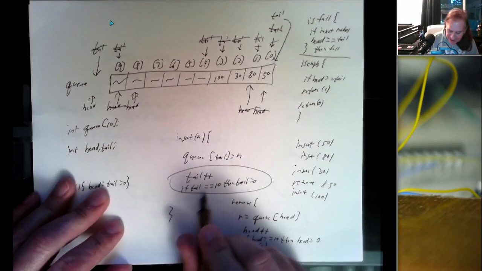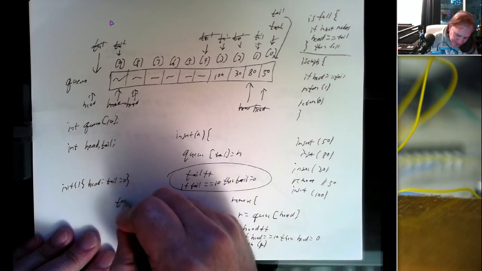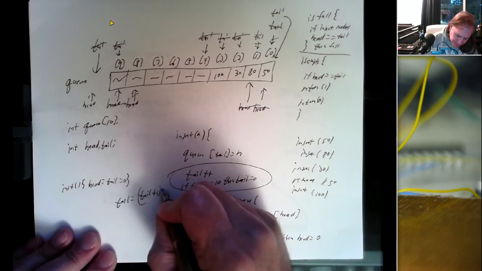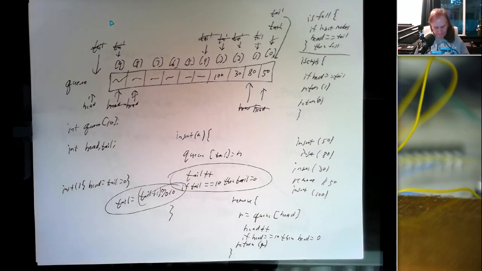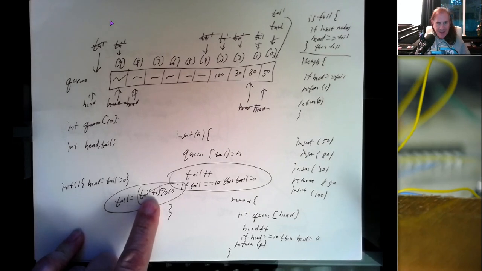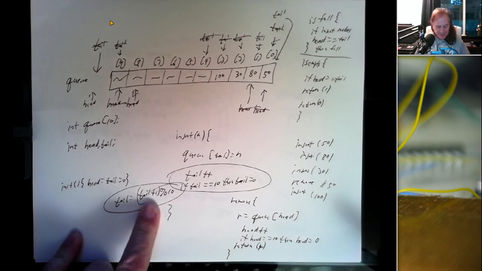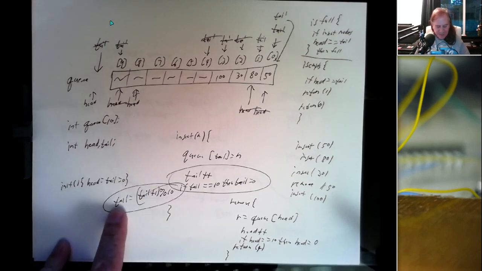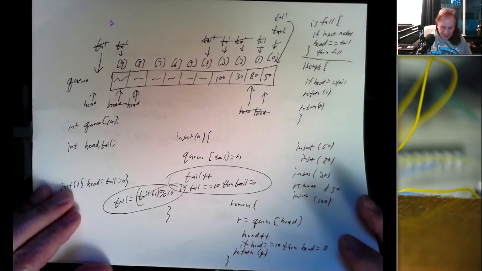For example, instead of incrementing the tail and then setting it back to 0 if it's equal to 10, we could say tail equals tail plus 1 modulo 10. And so this adds 1 to the current value, and if it's not equal to 10, it's just going to set tail equal to tail plus 1. But if tail was 9, tail plus 1 is 10, 10 modulo 10 is 0, so tail will become 0. So we can use a modulo operator to make that automatic.